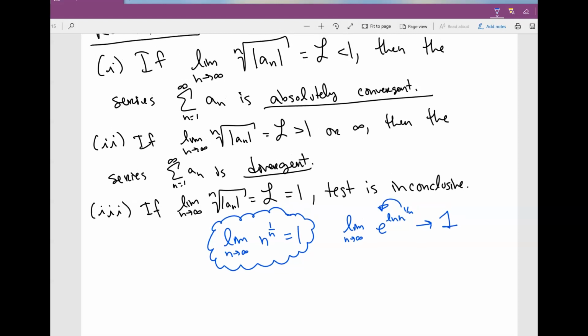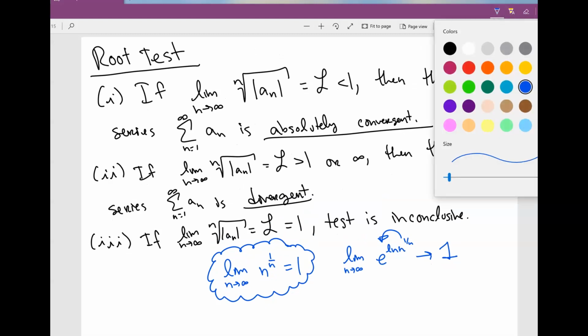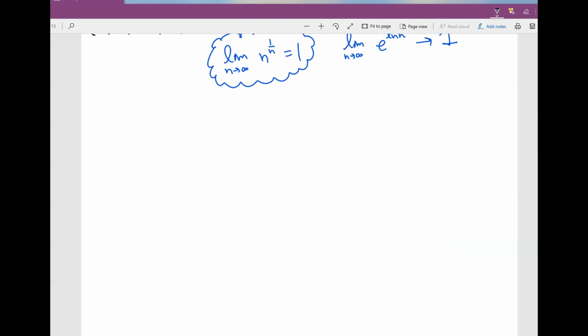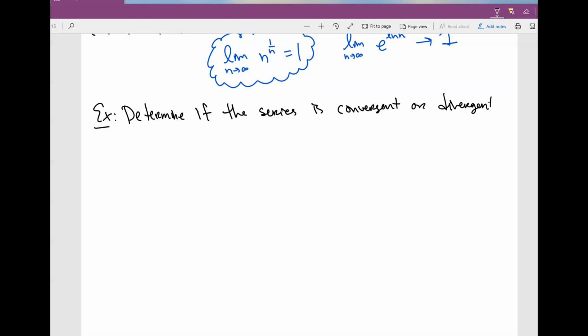So let's do a couple of examples using the root test so that we can get familiarized with it and when to use it. Determine if the series is convergent or divergent. Let's say you had the sum from n goes from 1 to infinity of n to the power of n divided by 3 times (1 plus 2n) to the power of n.